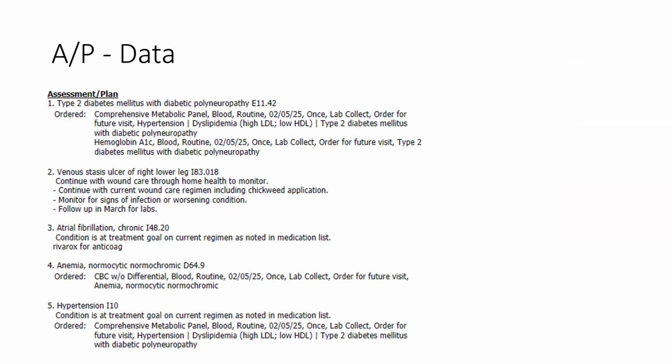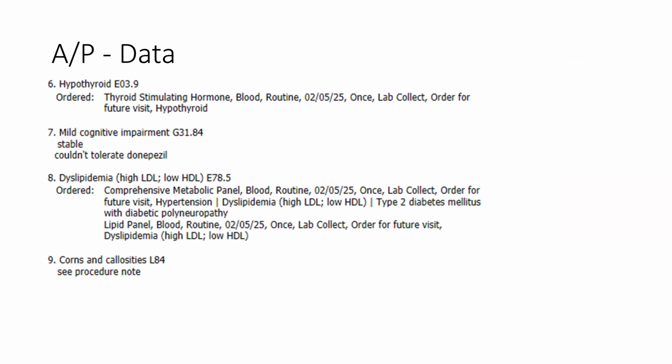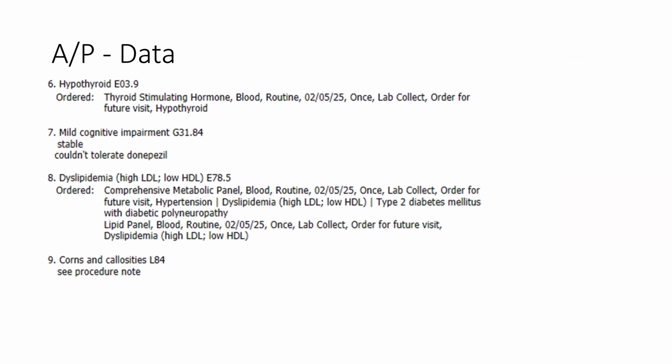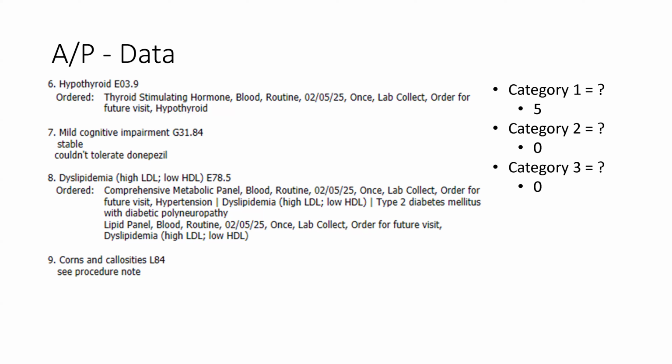All right, so now breaking down the data of this. Now we're going to flip through, everybody's seen what we've ordered there. CMP, A1C, CBC, and there's TSH, and a lipid panel. So how many category ones do we have? We got five separate orders, those liver tests. Category 2, nothing. Category 2 is 0. Category 3 is 0. So not much exciting there. So what would be the data level of this?